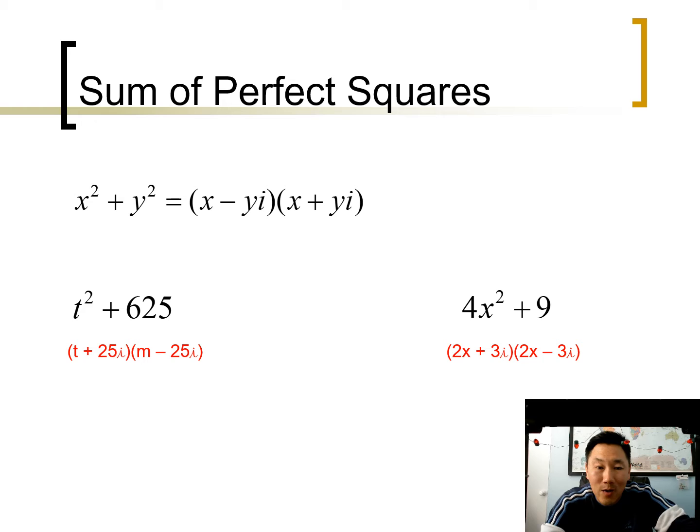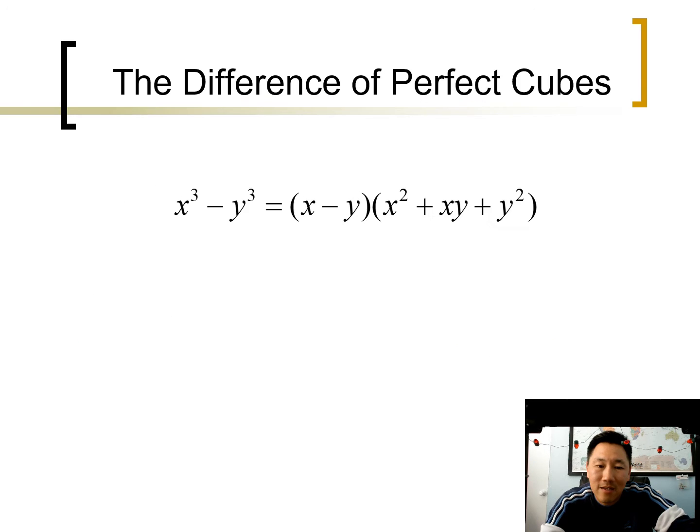All right, now let's bump up a level of difficulty. What about the difference of perfect cubes? So it has a formula as well. When it's perfect cubes and the difference, so there's a minus sign, this is the formula. The thing you have to pay attention to the most is these signs. It's minus, plus, plus. Minus, plus, plus.